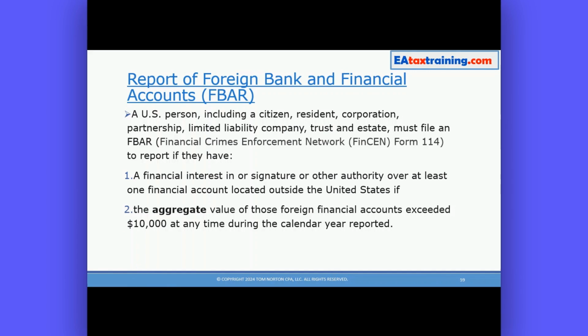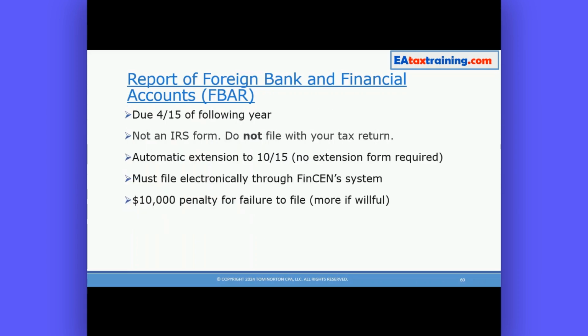So if you've got cash or other financial accounts, and at any time, not just at the end of the year, but at any point during the year, the aggregate value of all of those accounts was $10,000 or more, then you must file the FBAR. It is due on April 15th of the following year, but it is not an IRS form, so this is not something you file with your tax return. It's just due on April 15th. You can, though, get an automatic extension to October 15th, and you don't have to actually use a form to get that extension. This must be filed electronically.